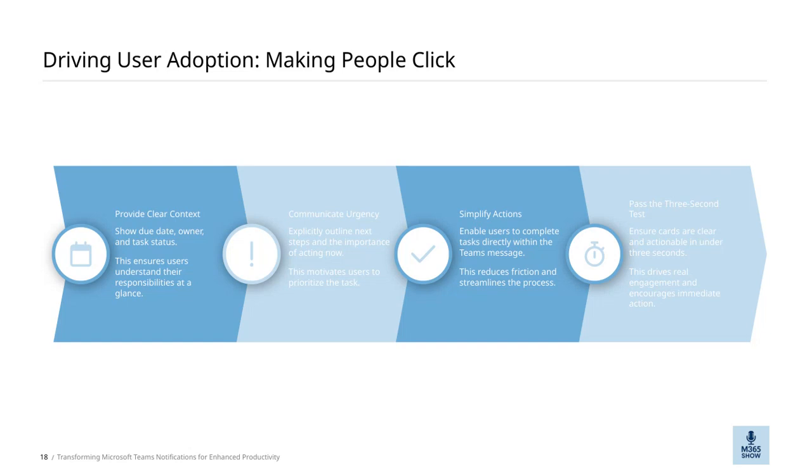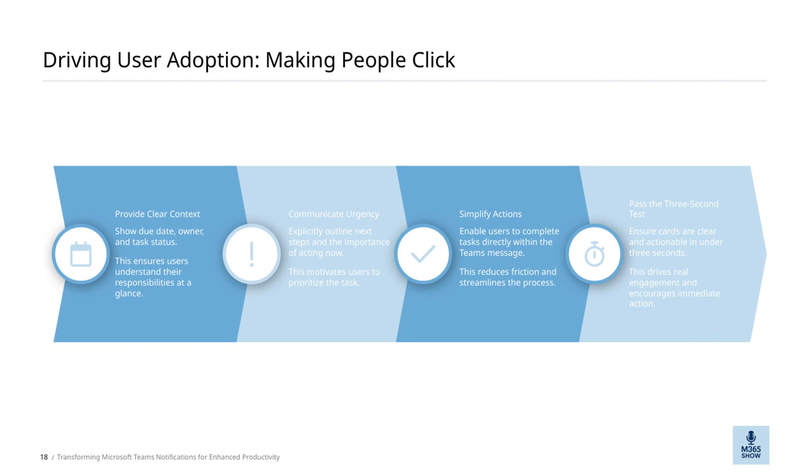Now, let's talk about making sure that our notifications in Microsoft Teams are truly effective. The key here is clarity and actionability. Cards should be understandable and prompt immediate responses within just 3 seconds. When they do that, we see real engagement, and users are more likely to act right away. Next, we want to enable users to complete tasks directly within the Teams message itself. This reduces any friction. No more switching between apps or steps. That way, the process is smoother and more efficient.